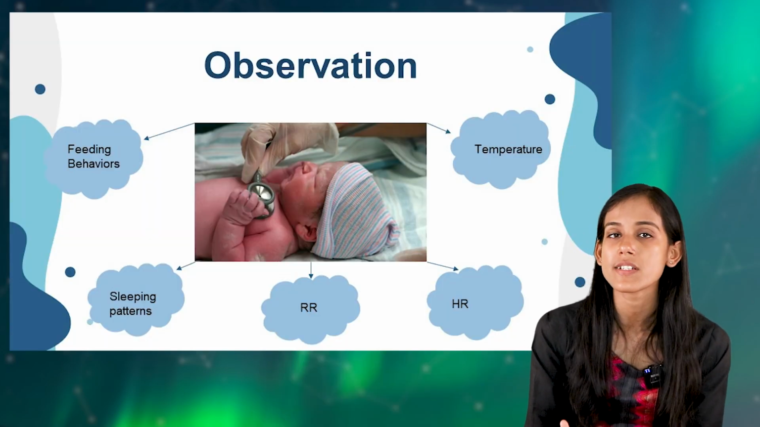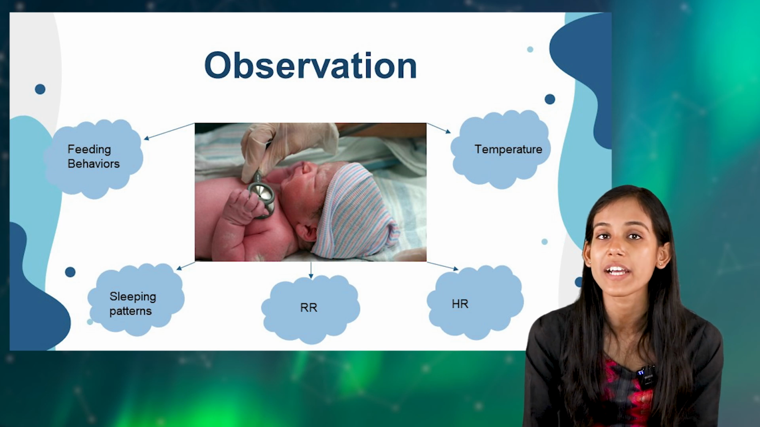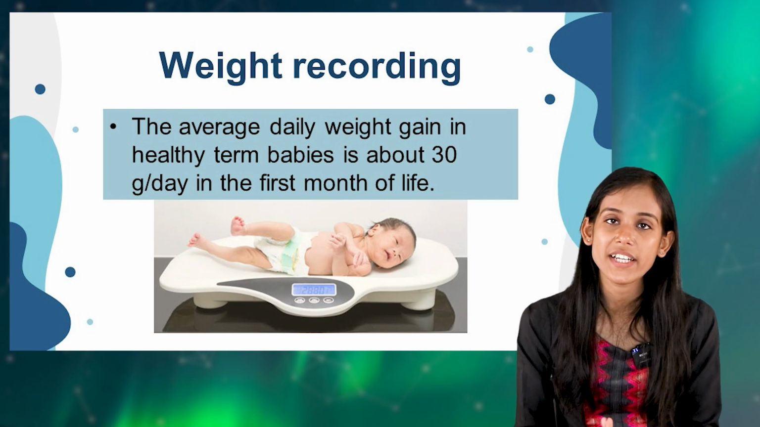Next is observation. As a nurse, it's your responsibility to provide this. The baby should be thoroughly observed twice daily, and this would help us in early detection of any kind of abnormalities. The temperature, the heart rate, the breathing pattern, also the feeding behaviors, stool, urine, and the sleeping pattern should be assessed. Apart from these, the mouth, the eyes, the umbilical cord and the skin should be looked at for any sort of infections.